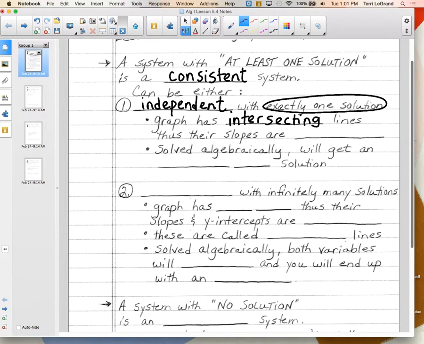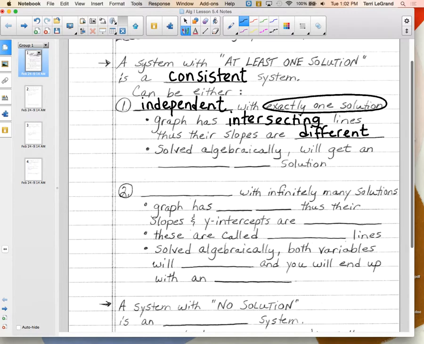Well, if lines are intersecting, what has to be true about their slopes? They're different. Do they have to be opposites? No. Do they have to be reciprocals? No, they have to be different. It does not matter as long as they are different. Because what would happen if they were the same? They might be the same line, or they might be parallel lines. So if they're going to intersect, they have to have different slopes. They don't have to be opposites. They don't have to be reciprocals. They just have to be different.